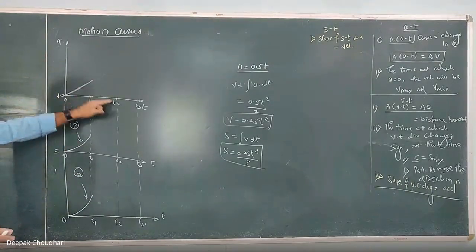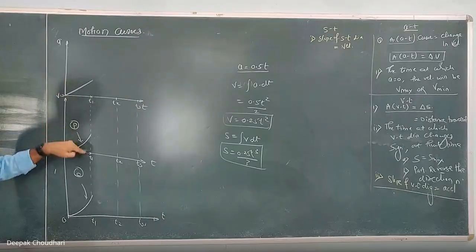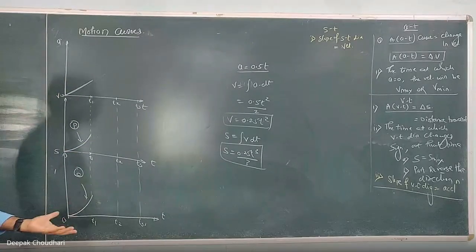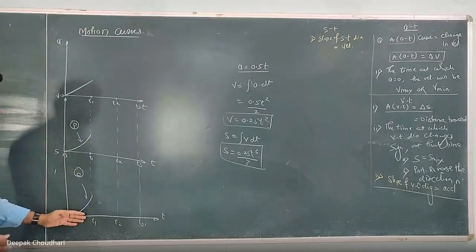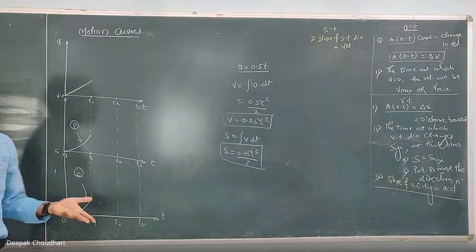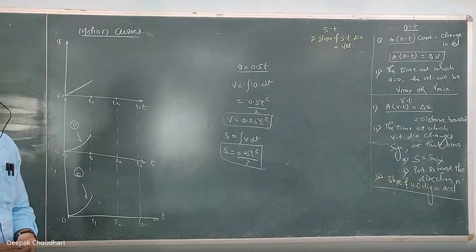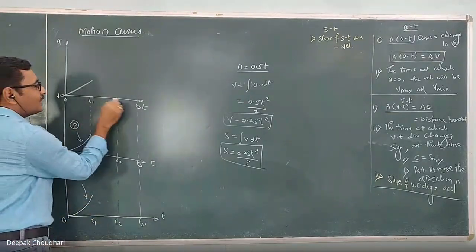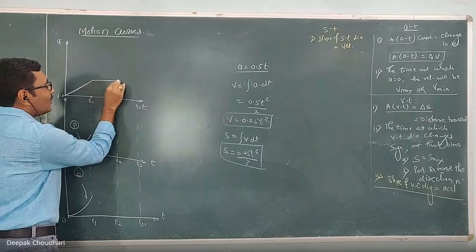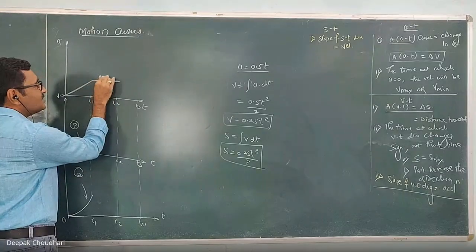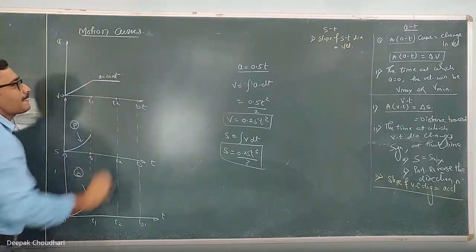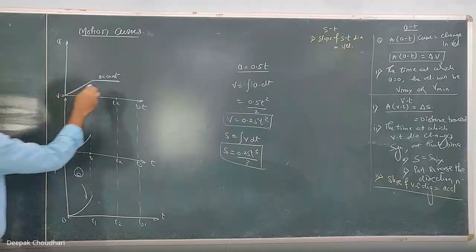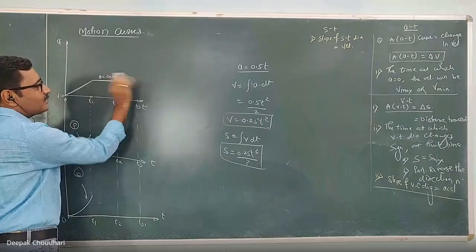It means that if the AT diagram is an inclined straight line, the corresponding VT will be a parabola, a curve of degree 2, and the corresponding ST curve will be a cubic curve, that is a curve of degree 3. Okay, now from T1 to T2, if the AT curve is a horizontal straight line, meaning if acceleration is constant, yes, constant means it is a straight line of 0 degree.